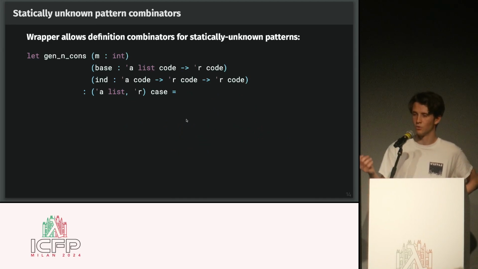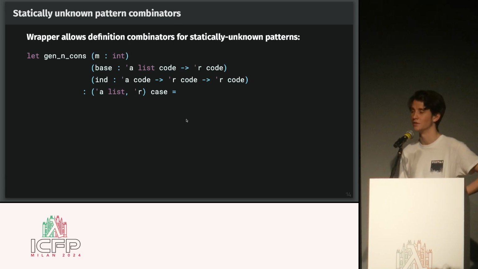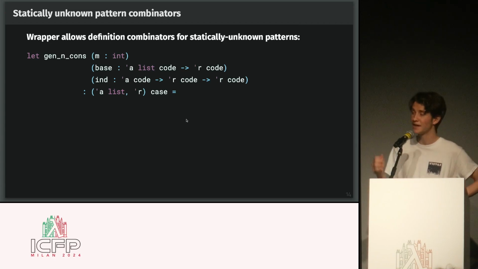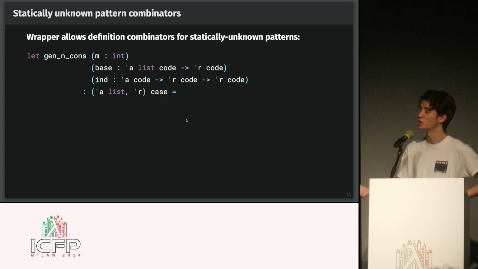So in this example, we'll generate an n-cons pattern, so n variables consed together. And this can be done by passing in just a numerical value, a dynamic value, as in the number of cons cells to be built up. We pass in the base and inductive definitions, so we can generate the body we desire. And from the end of this, we'll get some case in a pattern matching expression, which accepts a list and gives us some result.